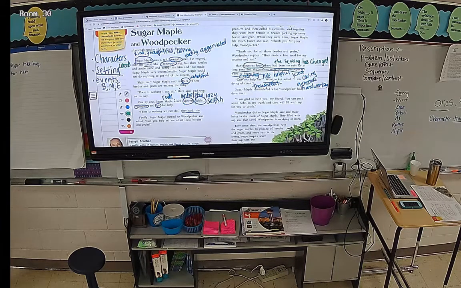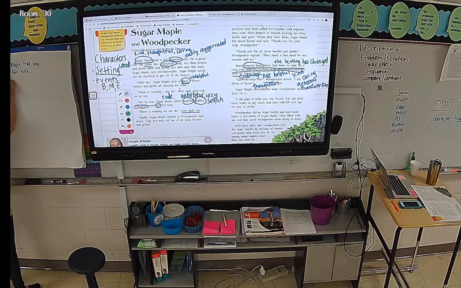Sugar Maple had bugs. Sugar Maple asked for help. Then what happened? Without all the details, just one sentence, what happened next? Yotzel? Sugar Maple helped the woodpecker. No. When Sugar Maple asked for help, who helped Sugar Maple? Woodpecker. Okay, so we're going to say Woodpecker helped who?